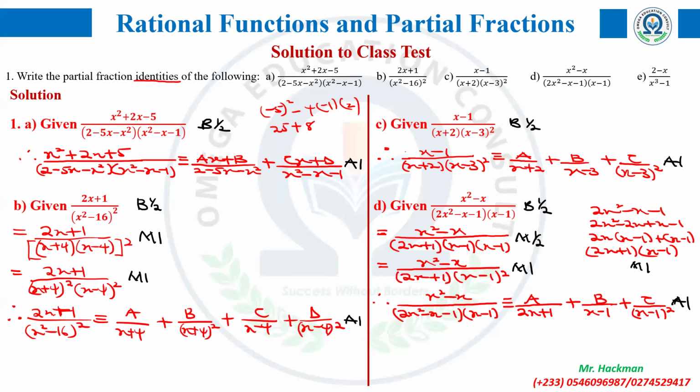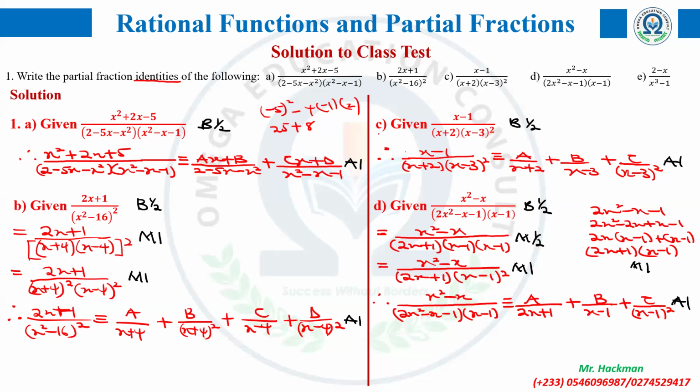Now, this will be repeated. The first one, because it's linear repeated, will have a numerator that is a constant. So A over x plus 4. The second one will be B over x plus 4 squared. You do the same for this one: C over x minus 4 plus D over x minus 4 squared. So that will be it for the solution to the b. I guess my point is well made there too.